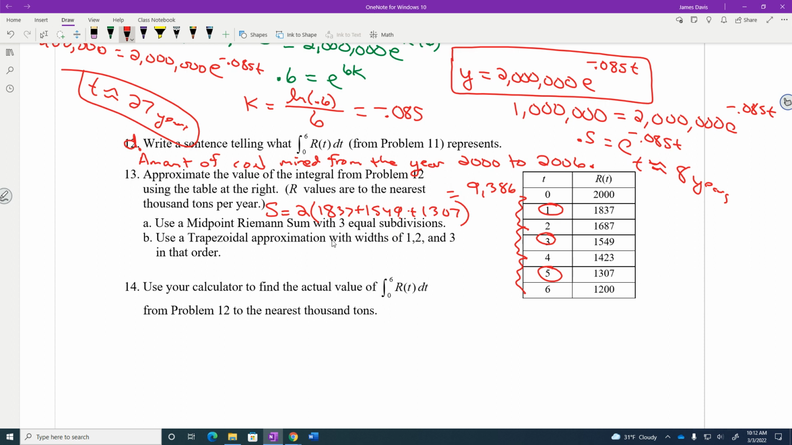All right, and then we're also supposed to do a trapezoidal approximation with these widths as well. Widths of 1, 2, and 3 in that order. All right, do we remember how to do a trapezoidal sum? Just remember, think back to elementary school: what is the area of a trapezoid formula?